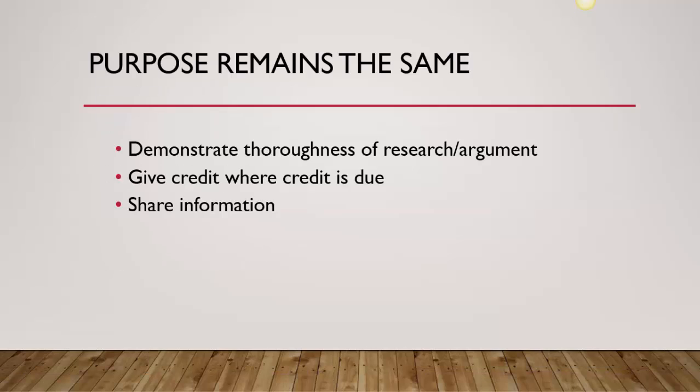Now, the purpose of citing remains the same. First, to demonstrate the thoroughness of research and argument. Second, to give credit where credit is due and so avoid plagiarism. Third, to share information so your reader can then find the sources you are citing.